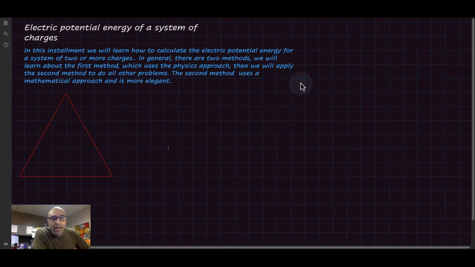Hey everyone, I am going to introduce to you the electrical potential energy of a system of charges. And the best way to approach this installment is just by an example, because an example will show you how to calculate the total electric potential energy of a system of charges. I am super excited to introduce you to this kind of knowledge because it's really amazing.